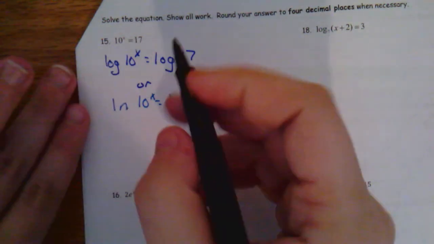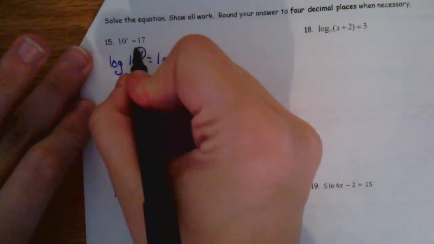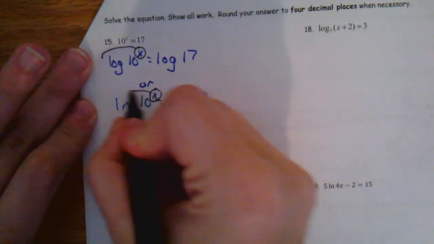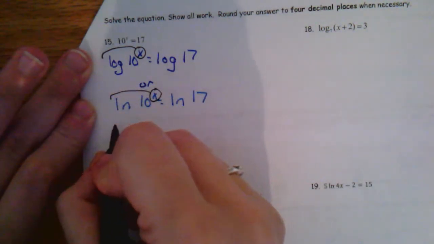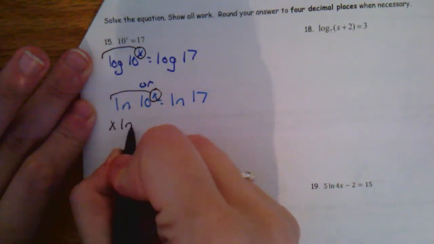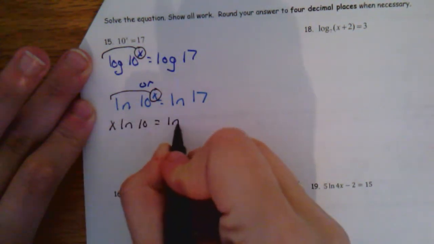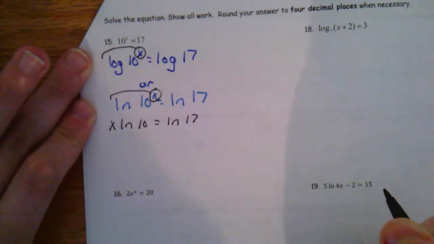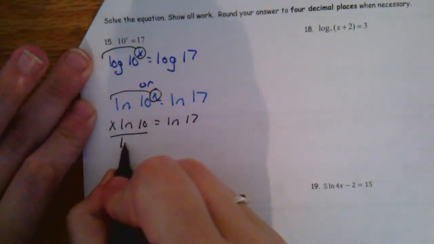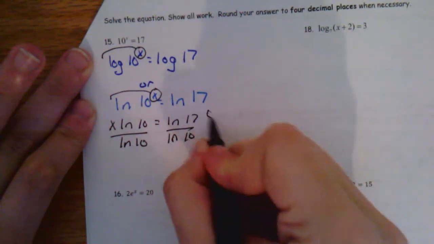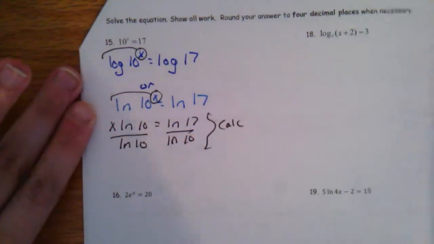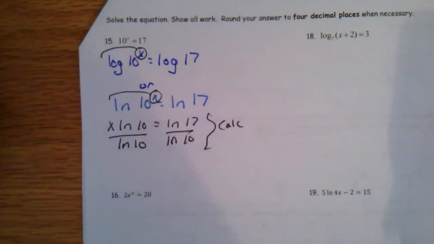Once I have that set up, I can go ahead and pull that exponent out front. Again, it doesn't matter which problem you're working with, pull that exponent out front. Let's say that I stick with the ln, I'm going to get x ln of 10 equals ln of 17. I'm solving for x, so hopefully you would divide by ln of 10. Remember, this is something you would type into your calculator. You can't do 17 divided by 10.